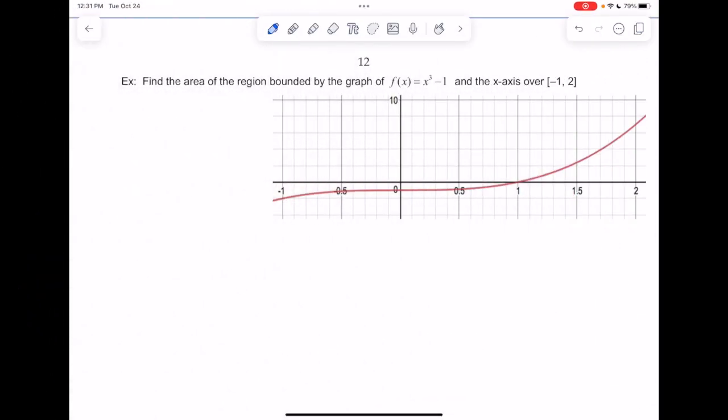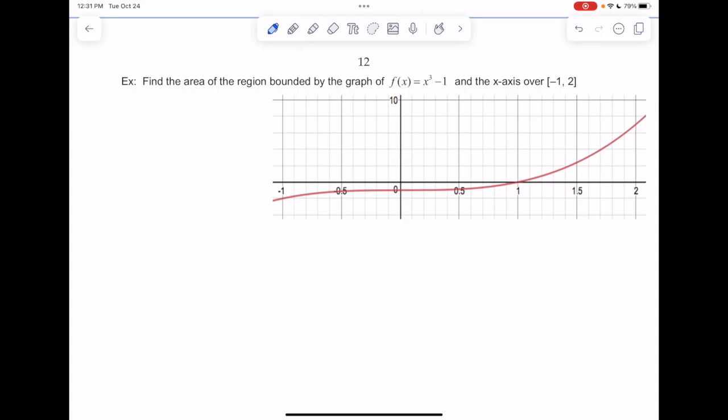All right, now that we have an easier method using these antiderivatives to find the values of definite integrals, let's go back to the topic of area and look at an example. So find the area of the region bounded by the graph of f of x equals x cubed minus 1 and the x-axis over the interval from -1 to 2.